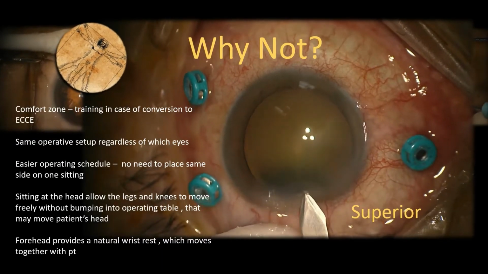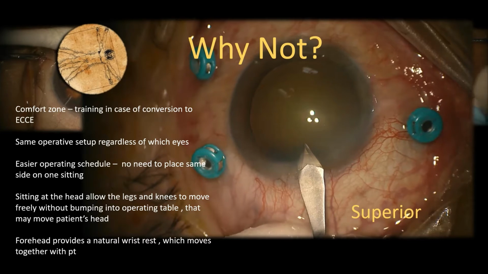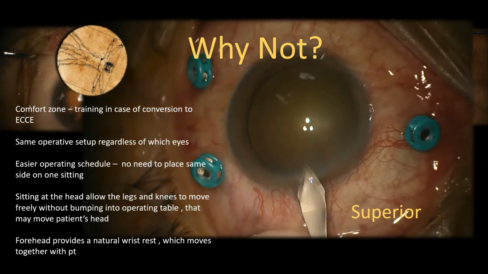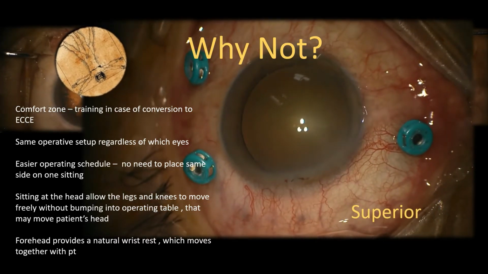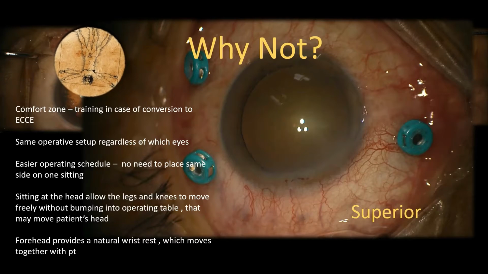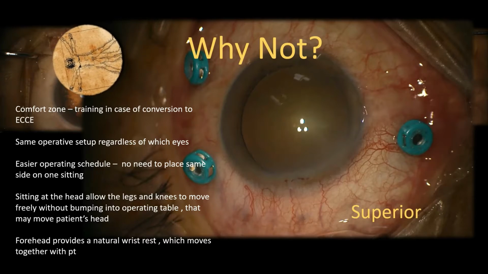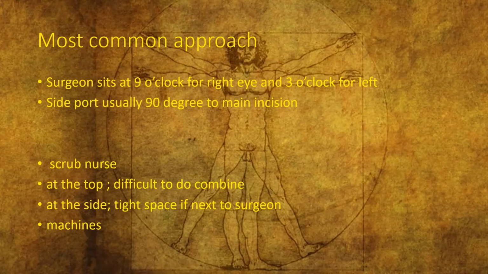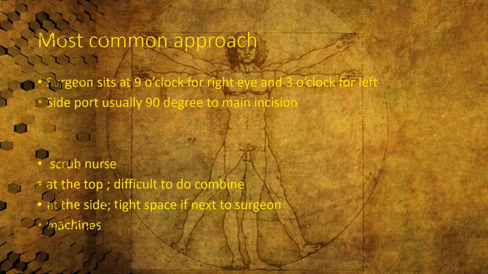Some surgeons prefer to remain with the superior section because they are in the comfort zone since the beginning of their cataract surgery training, using the same operative setup regardless of which eye. The most common approach to temporal section is that the surgeon sits at 9 o'clock for the right eye and 3 o'clock for the left, and the second incision is usually 90 degrees to the main incision.